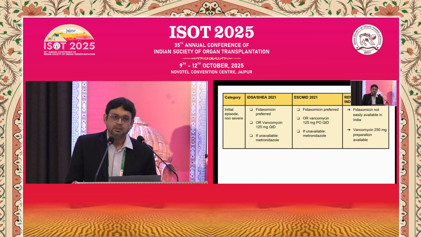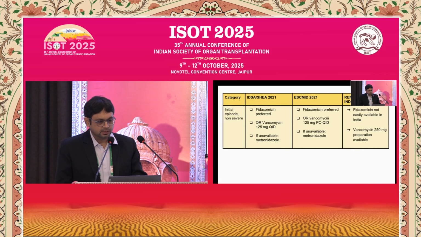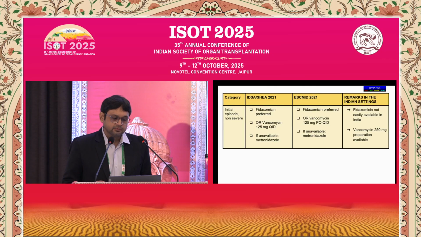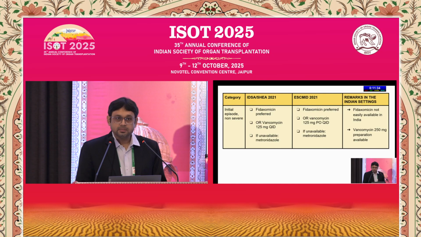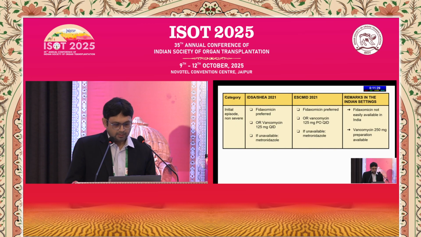One is fidaxomicin, narrow spectrum, but not available readily in India. So that is the problem. Otherwise, it's recommended for the initial episode. The other option, of course, what we use, is oral vancomycin. Now, if you look at comparative studies, there is not much of a difference between the outcomes, but there is some difference in the recurrence rates when it comes to fidaxomicin versus oral vancomycin. If unavailable, then only the guidelines recommend using metronidazole.